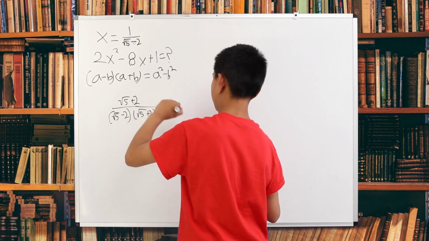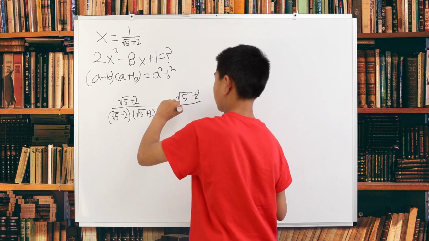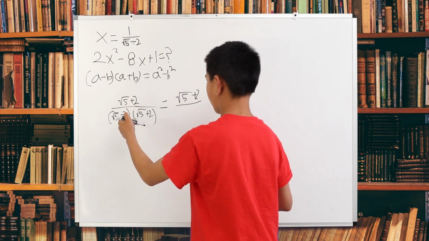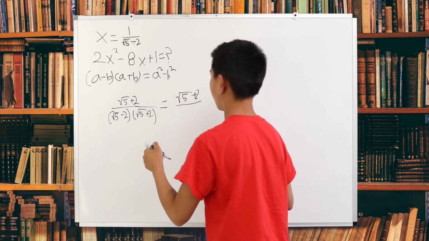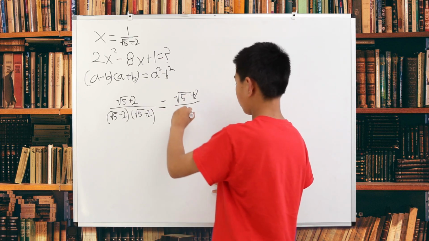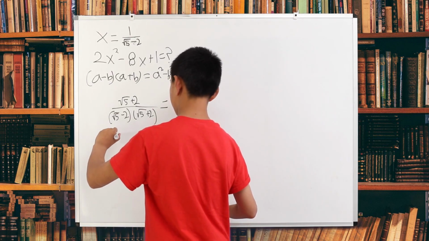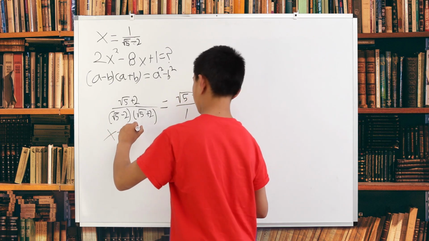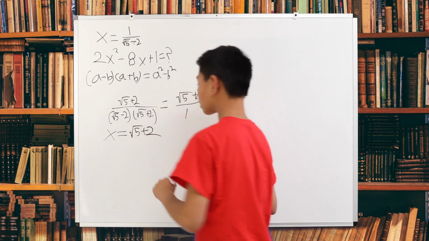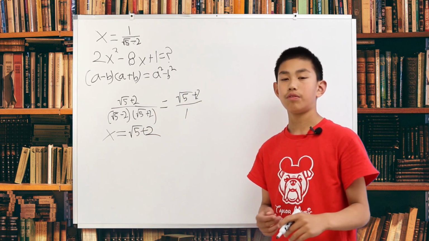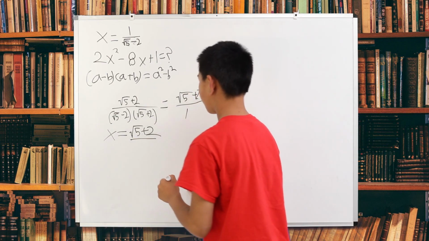Now this is just equal to the square root of 5 plus 2 divided by the square root of 5 squared minus 2 squared, which is 4. So 5 minus 4 is 1. So we have our next major equation, where x is equal to the square root of 5 plus 2. There are actually two ways to solve this problem, but both ways need this.